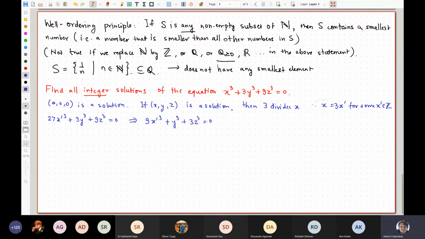Okay. So now if we continue in this manner, then we will get that y is also divisible by 3. Then we will get z is also divisible by 3. Then we will get x prime is also divisible by 3. So at this stage we will have to assume that x is of the form 3 to the power k, but then we will find that 3 divides it again, and we assumed that it has a highest power of 3. So that is the contradiction, and you have the right idea.